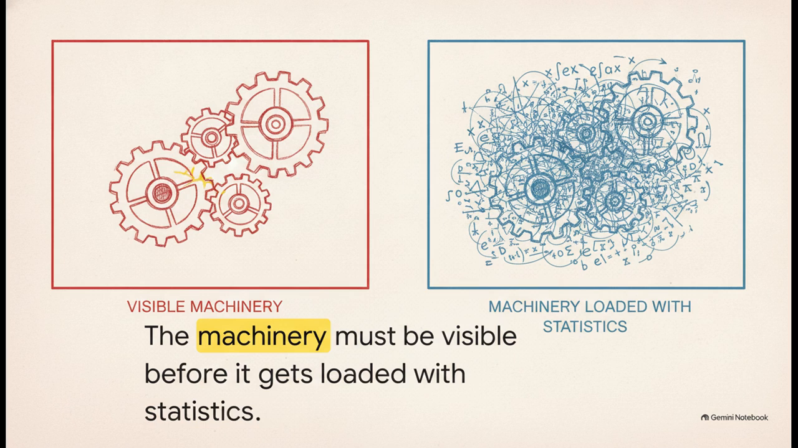Well, it's because the machinery absolutely has to be visible before it gets loaded up with complex statistics. Think about it. If we started off with some crazy exponential failure function, you'd be fighting to decipher the math and the underlying mechanics at the exact same time. But with simple addition, every single gear and lever is completely visible right from the start.